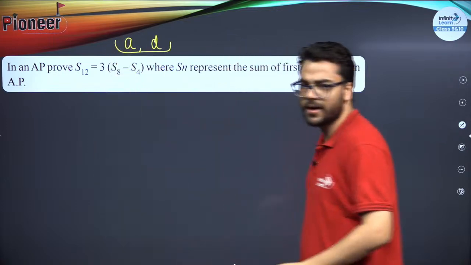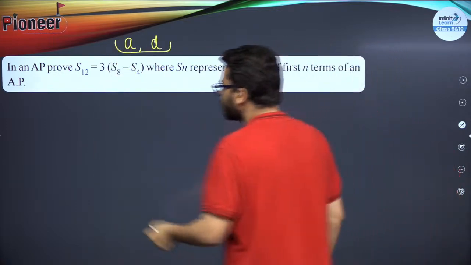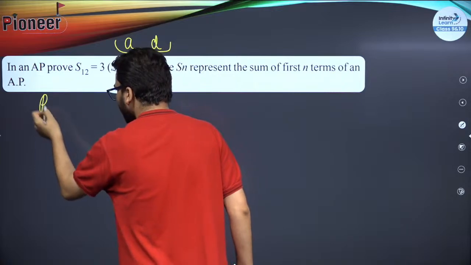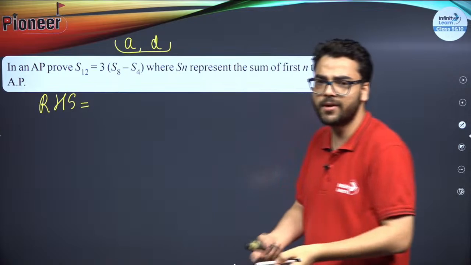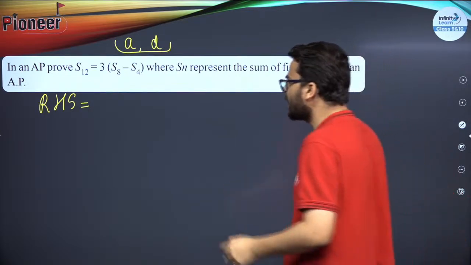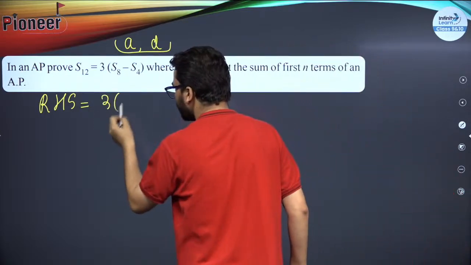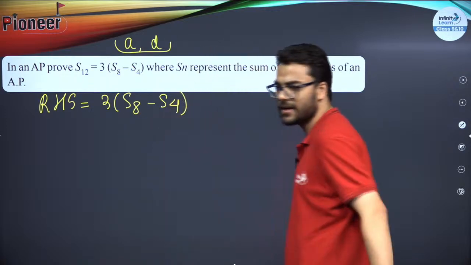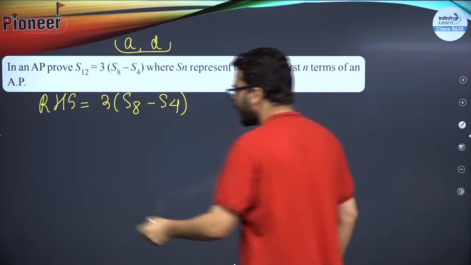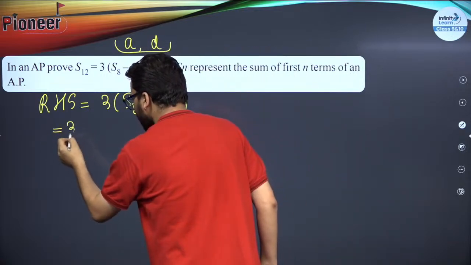I can do that over here, guys. If you start from the right hand side, because that is more complex and the left hand side has only one term, the right hand side is 3 into S8 minus S4. I hope this is clear. So let's put the formula over here, you'll get the answer automatically.